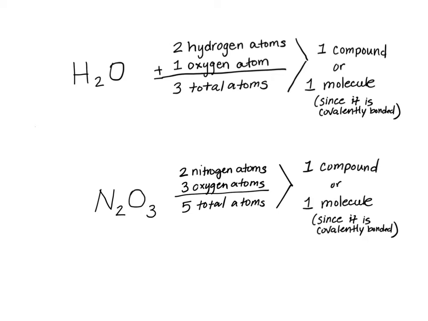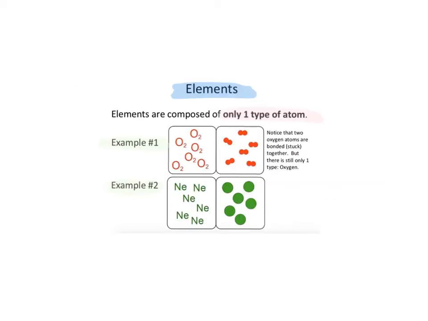Same pattern here for N2O3. We have 2 nitrogen atoms, 3 oxygen atoms. That gives us 5 total atoms that make up 1 compound of N2O3. We could also call that a molecule because it is also covalently bonded. There are several ways that you can view an element. And an element is only one type of atom.